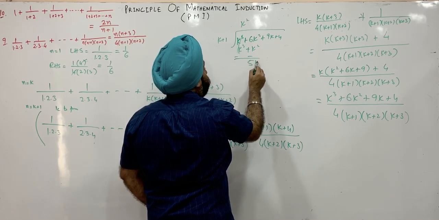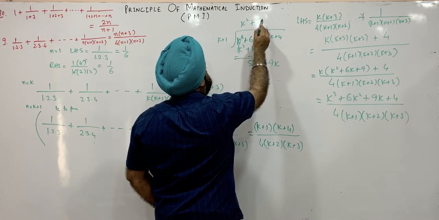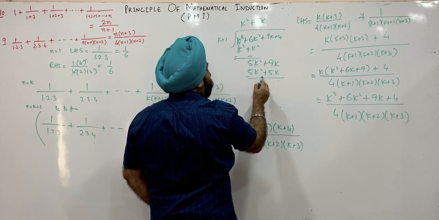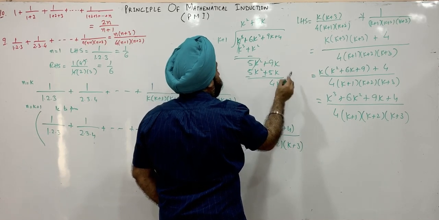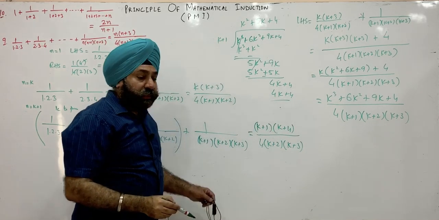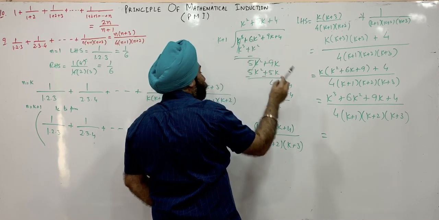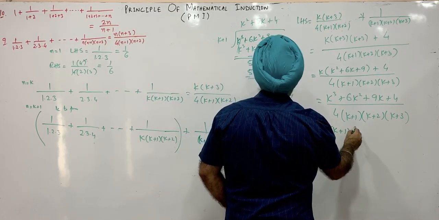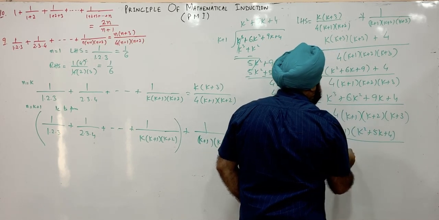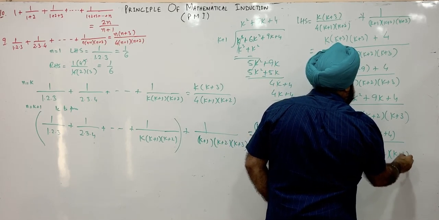Subtracting, this will cancel out, 5k square plus 9k plus this is 5 into k. So 5k square plus 5k, again subtracting, plus this is 4. So this is 4k plus 4. So let us write factors of numerator. So this is equal to this into this is k plus 1 into k square plus 5k and plus 4 upon 4 into k plus 1, k plus 2 into k plus 3.